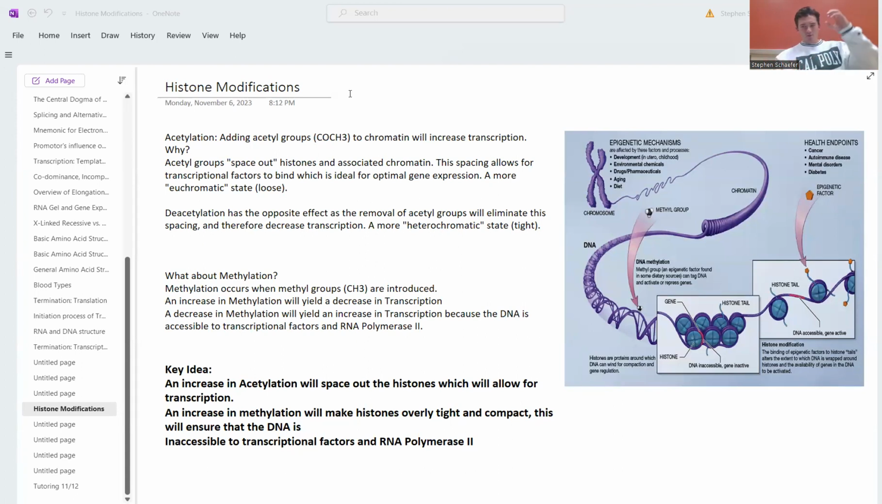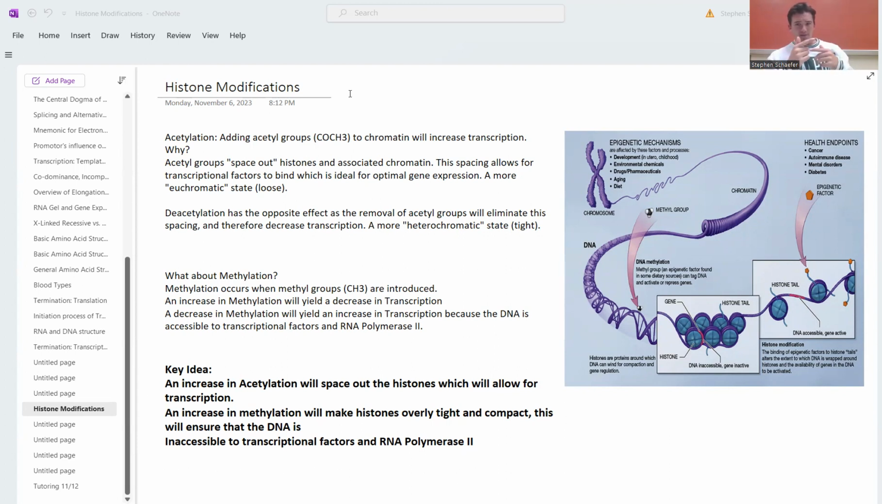This is going to allow our transcriptional factors, such as TF2D, to come in and bind with that DNA. That further binding with those transcriptional factors is going to allow our heavy hitter RNA polymerase 2 to come in. RNA polymerase 2 is going to elongate and produce our mRNA in a 5' to 3' directionality. So acetylation, spreading out our histones and chromatin, is allowing those transcriptional factors to bind to the DNA, and it's producing a euchromatic state. So it's going to be a loose chromatin.